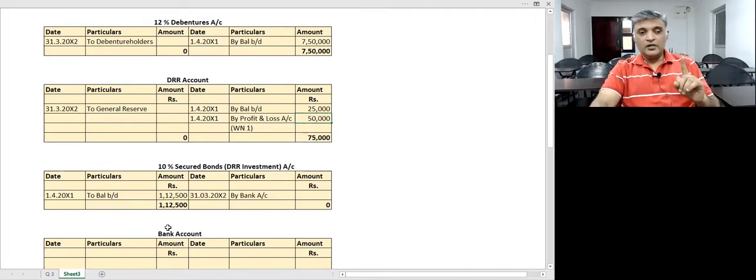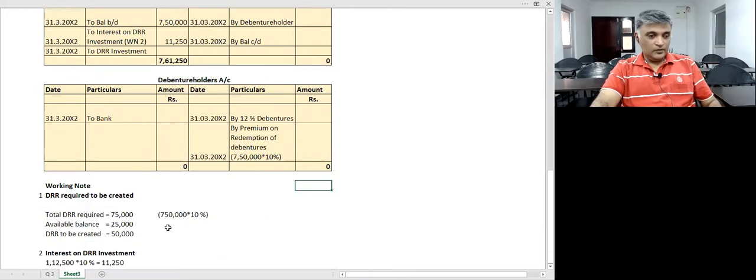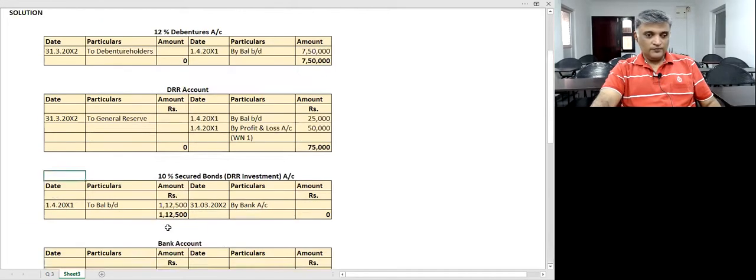That is very important. So how did we calculate 50,000? My total debenture value is 7,50,000. 10% is the DRR requirement, which means I need to create 75,000, of which 25,000 is already available. So the balance is going to be 50,000, which I need to create in the first year. On 14x1, I need to create a DRR for 50,000. This is the first working note. The total DRR requirement is 75,000. Balance of 25,000 is available. So the balance we need to create is 50,000.